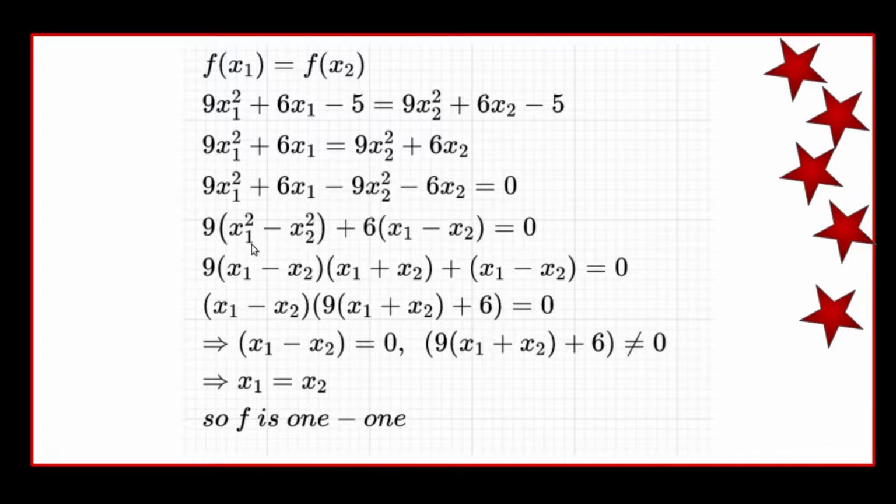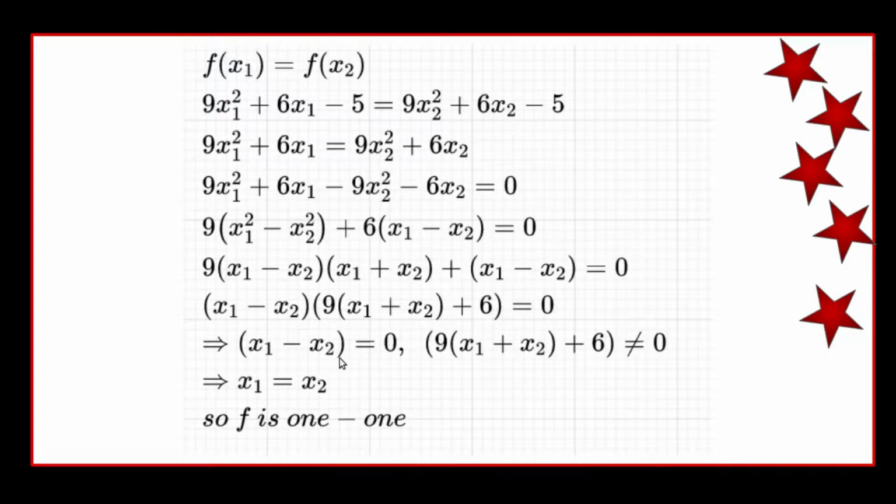Now this is of the form a square minus b square, which is a minus b into a plus b. So we get 9 into x1 minus x2 into x1 plus x2, plus 6 into x1 minus x2. Now we can take x1 minus x2 common from these two terms. So we get x1 minus x2 into 9 into x1 plus x2 plus 6.